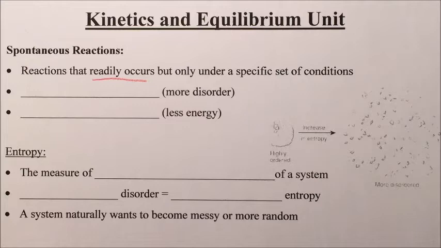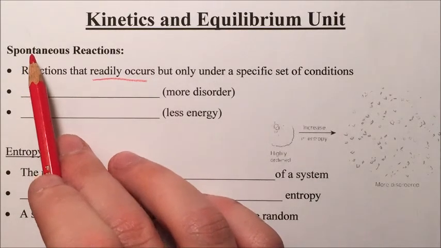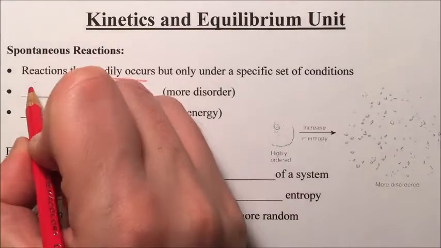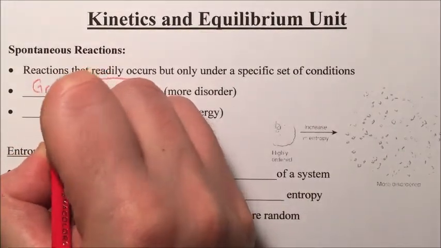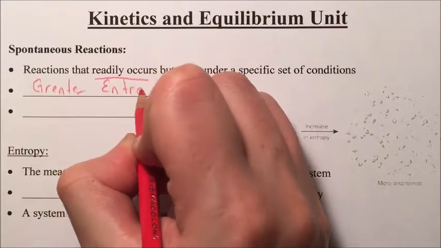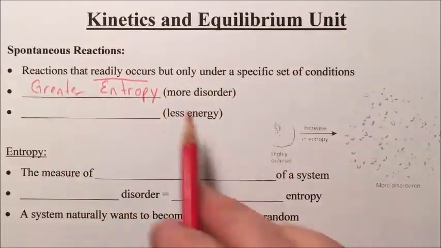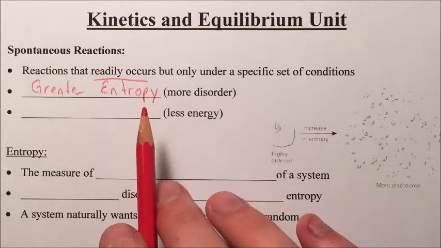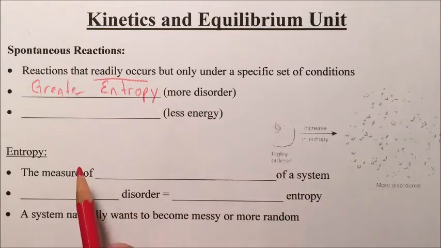Okay, let's get started. So this is page 1 of our notes. The first thing that we're going to do is talk a little bit about spontaneous reactions. A spontaneous reaction is a type of reaction that readily occurs, but only under a specific set of conditions. The first set is going to be under conditions of greater entropy. Okay. This is the same thing as more disorder. Greater entropy is going to be what we talk more about in this video.